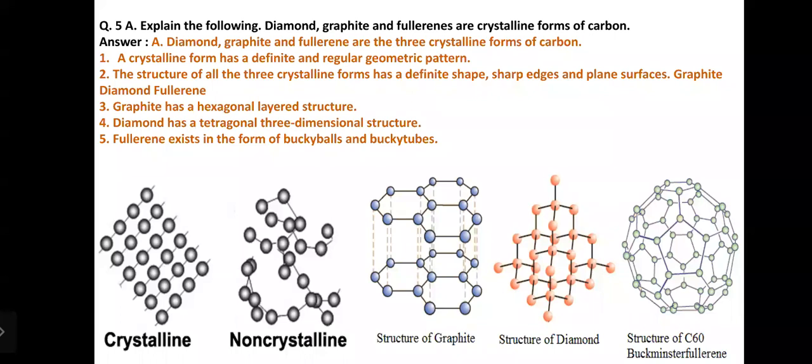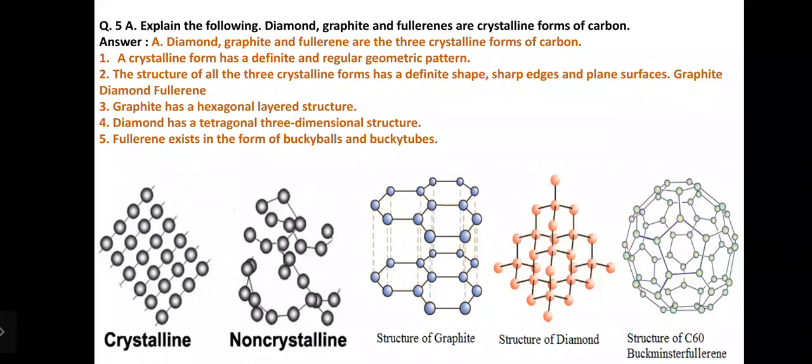Fourth, diamond has a tetragonal three-dimensional structure. As in the structure of diamond, you can see the structure is known as tetragonal. The fifth one is fullerenes exist in the form of buckyballs and bucky tubes.